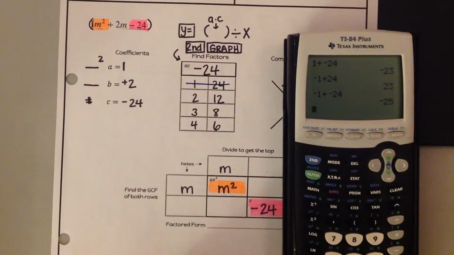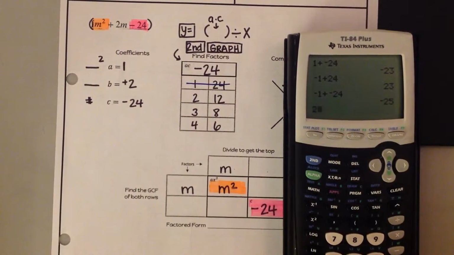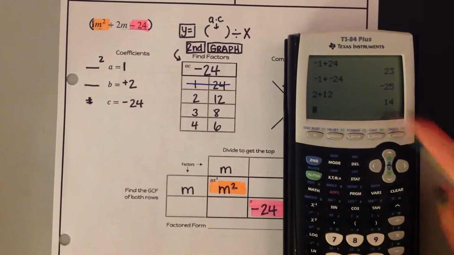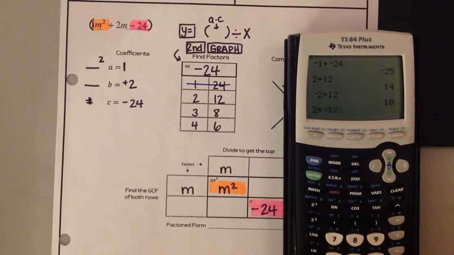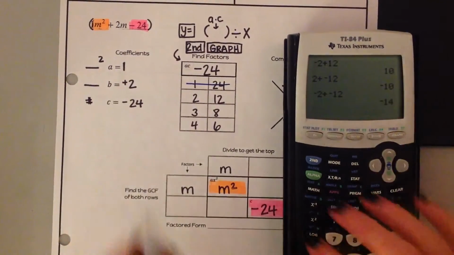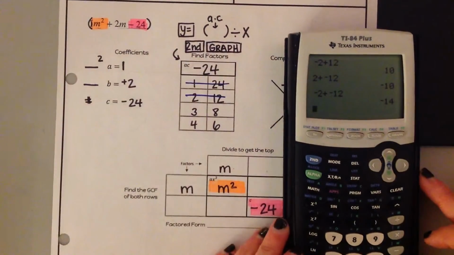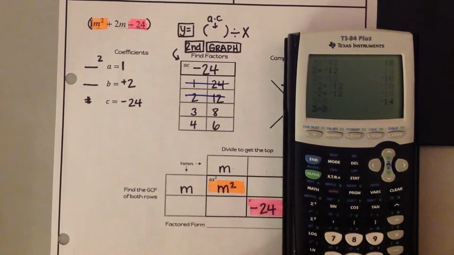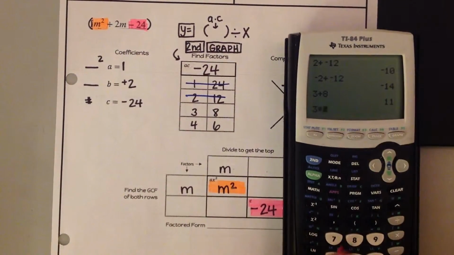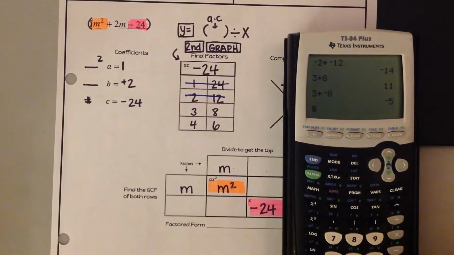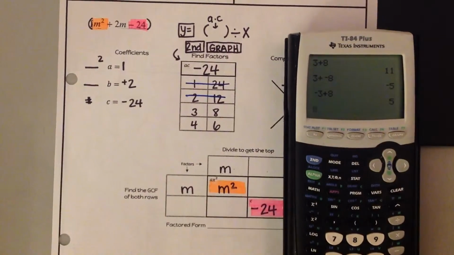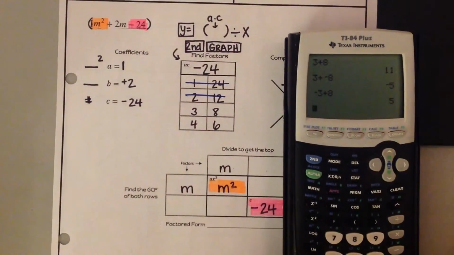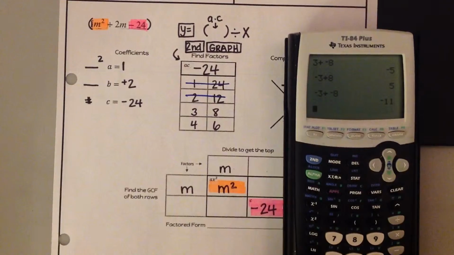Now I'm going to do the same thing with 2 and 12. 2 plus 12, 14. Negative 2 plus 12, 10. 2 plus negative 12, negative 10. Negative 2 plus negative 12, negative 14. That will not work. So now I'm going to do 3 plus 8. Nope. 3 plus negative 8, negative 5. Negative 3 plus 8, 5. I'm close, but I need to be at a positive 2. And negative 3 plus negative 8, negative 11. That's not going to work.